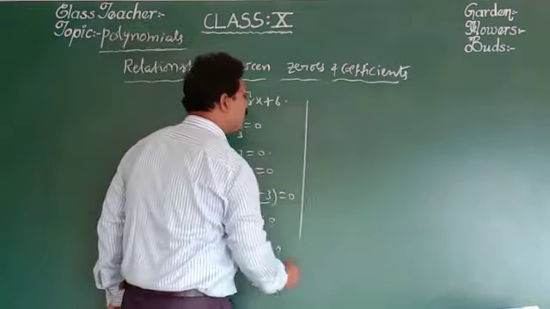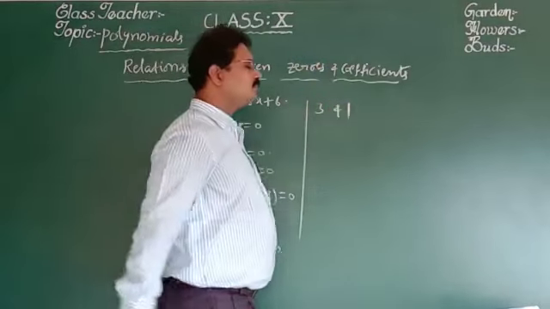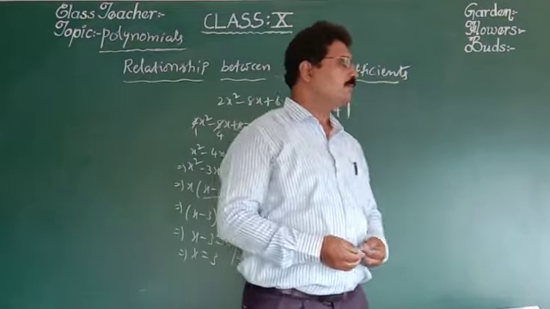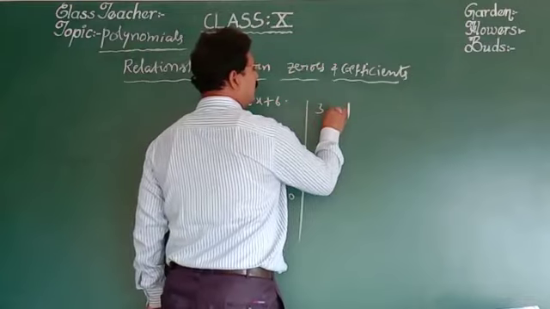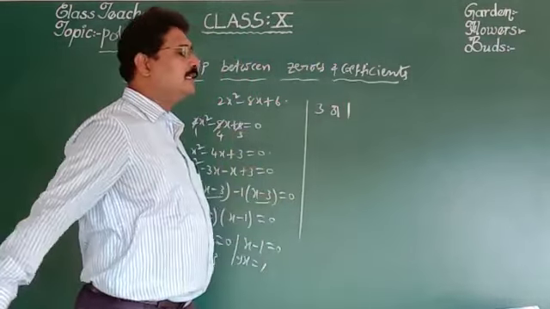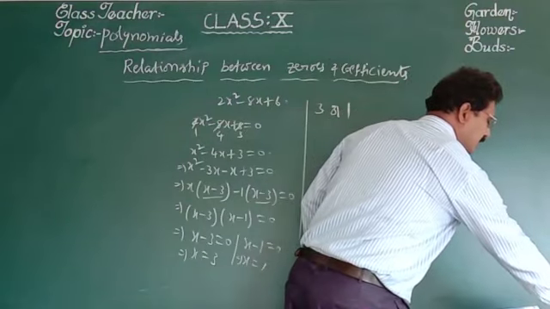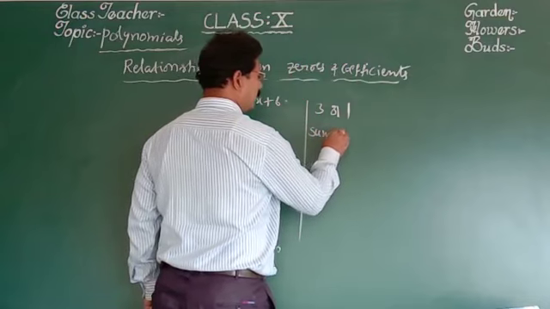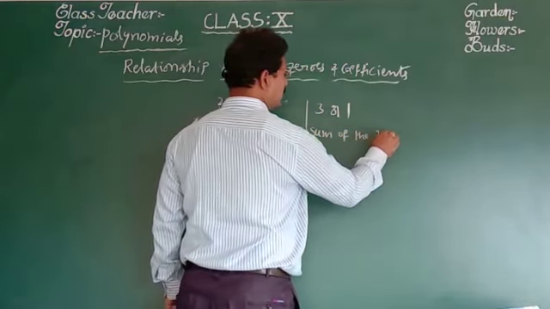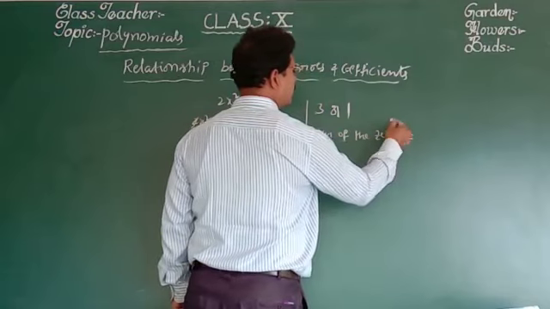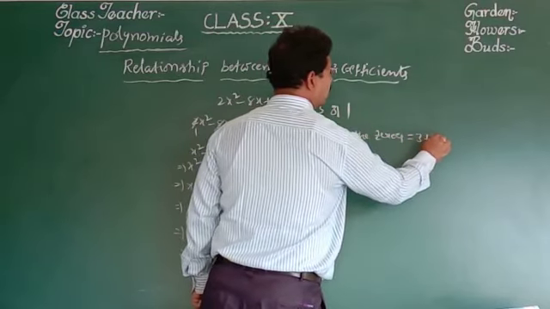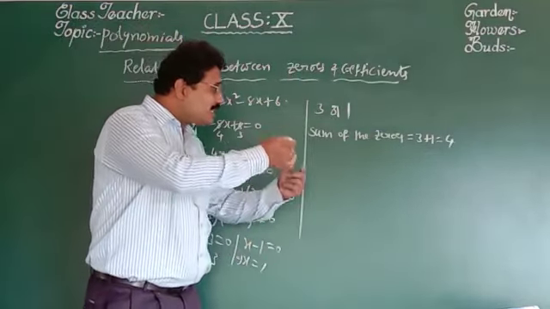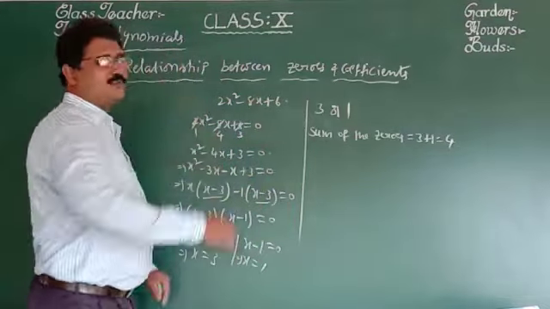Now what are the zeros that we got? 3 and 1. Just remember that the zeros are 1 or 3. Now see the relationship between zeros and the coefficients. For example, the sum of the zeros. Sum of the zeros is 3 plus 1, which is equal to 4. Now how is this sum of the zeros, 4, related to these coefficients?